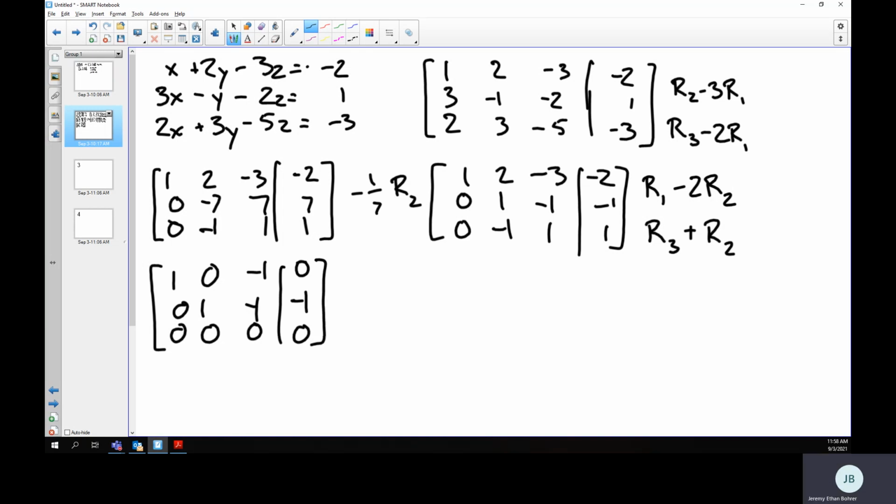So what does this tell us? This tells us a bunch of stuff. It tells us first that, remember, this is the x column, the y column, and the z column. Well, this says that x minus z equals 0, and y minus z equals negative 1. Well, that means x equals z. And it means that y equals z minus 1, which is equal to x minus 1.